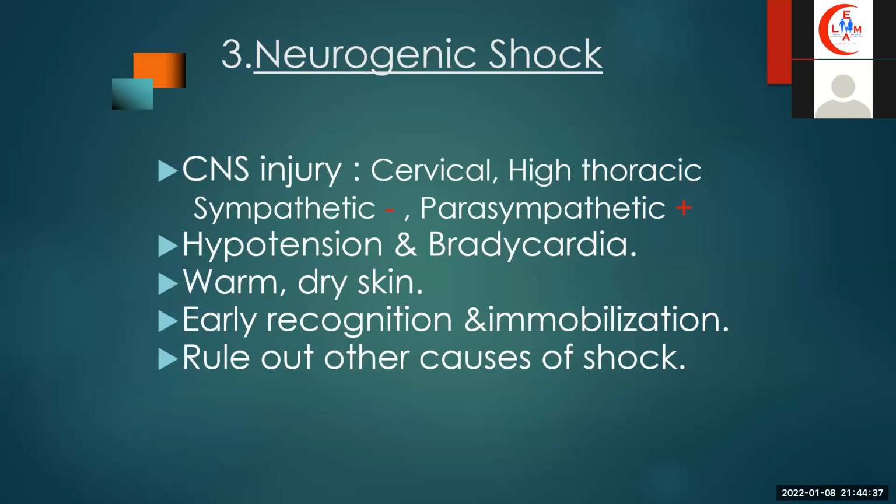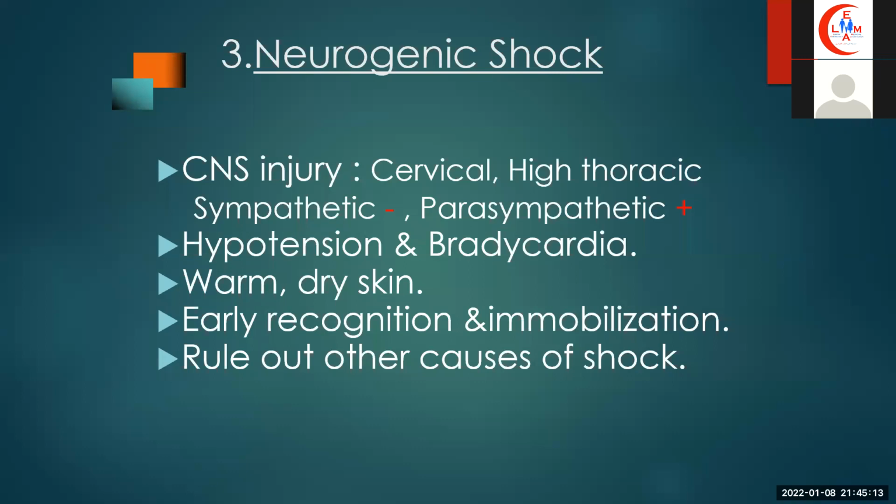Okay, neurogenic shock is the last one, which causes distributive shock, and this is caused by injury to the cervical or high thoracic sympathetic trunk. So there will be no sympathetic activity, and there will be an increase in parasympathetic activity. So what will happen if there is decreased sympathetic activity to the heart? There will be decreased cardiac output, so the patient will be hypotensive and bradycardic. The skin will be warm and dry.